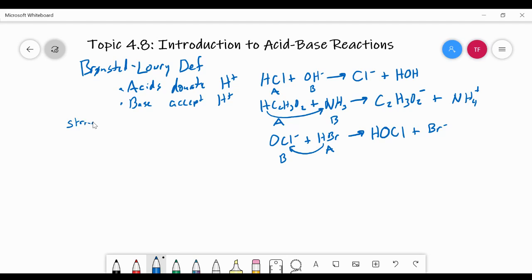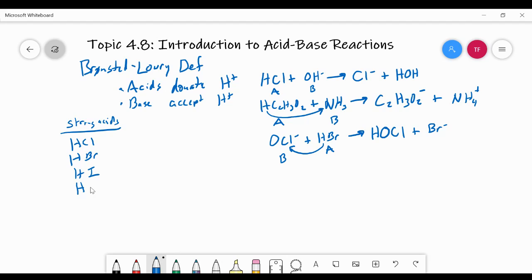So strong acids, just to remind you, are HCl, hydrochloric acid, HBr, hydrobromic acid, and HI, hydroiodic acid. These are all the halide acids because they are the halogens bonded to hydrogen. Notice that fluorine's not in here. HF, hydrofluoric acid, is not a strong acid. It's a weak acid, and we'll talk more about that in just a second.